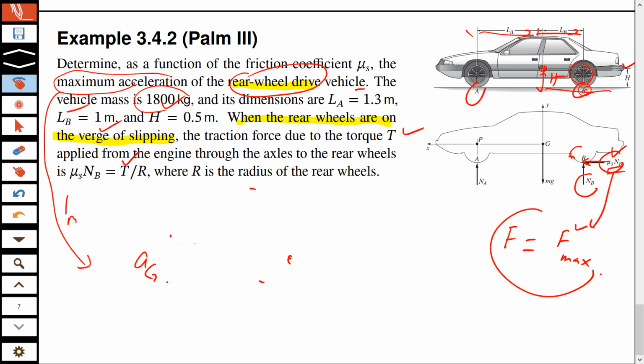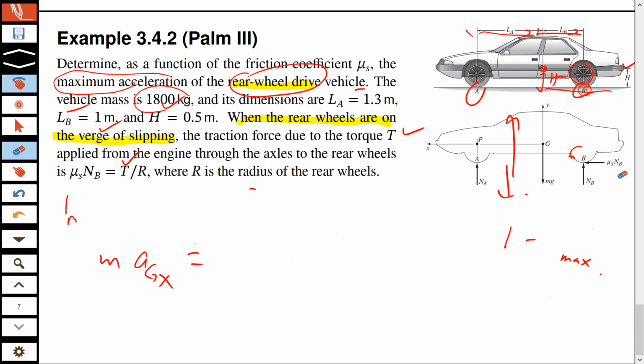And that is A_Gx. We again can assume that there is no vertical motion, no bouncing. When there is no bouncing, all the acceleration will be along the x-axis. So for A_G, when we write the equation, we can simply write m times A_G equals forces. यहाँ पे क्या क्या हैं, horizontal force यहाँ पे x के लाइन में सिर्फ ये वाला है, mu s N_B which is equal to T over r according to this. Okay, there is no other force.